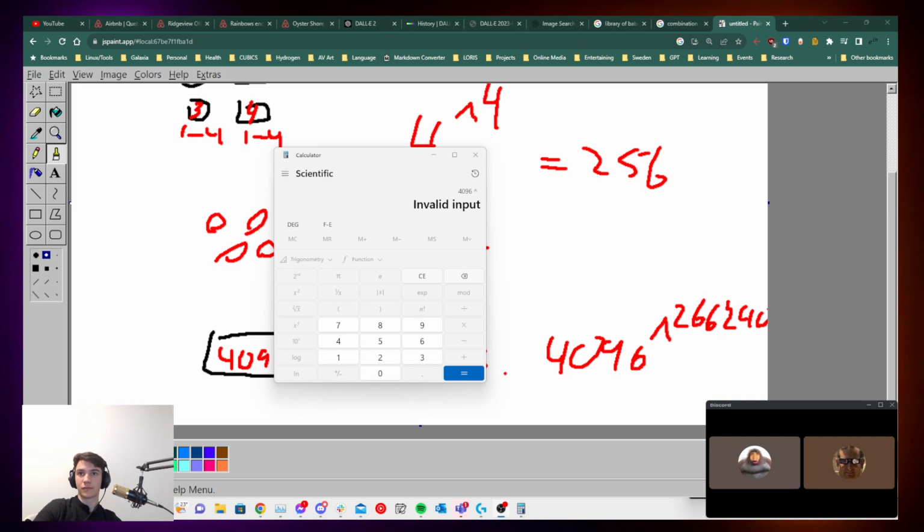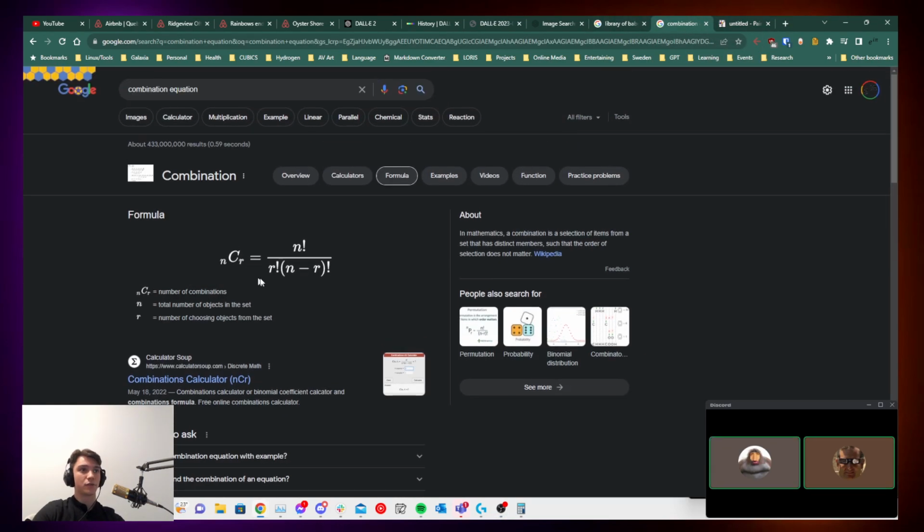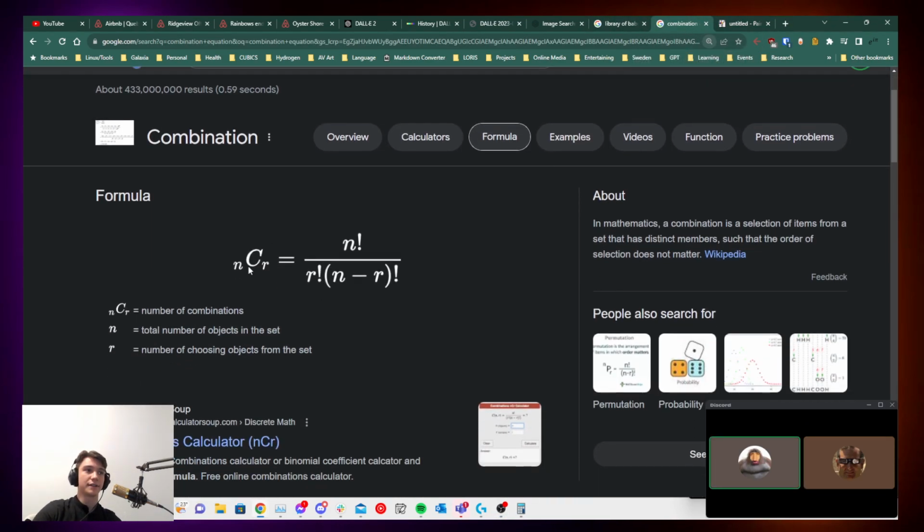Maybe that would work. The reason I'm not convinced is just because we didn't calculate the combinations. Yeah, permutations can be ridiculously more. That's true. What they're telling us here is that the combinations have to divide by the number of objects that you pick from the set.